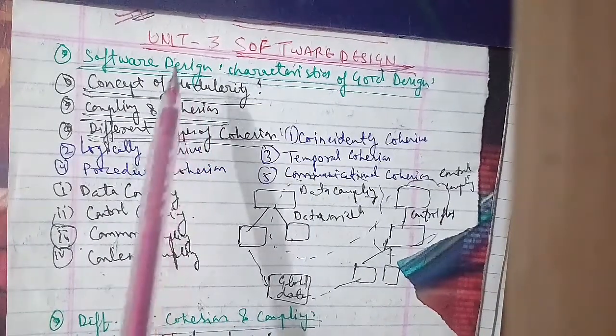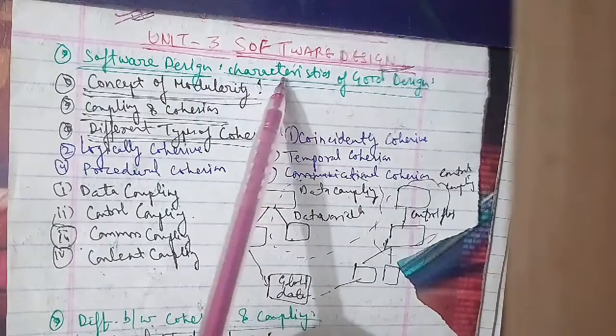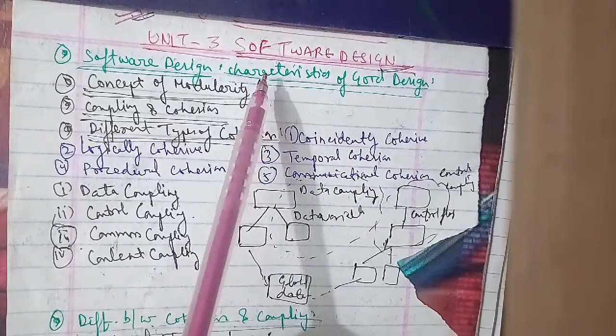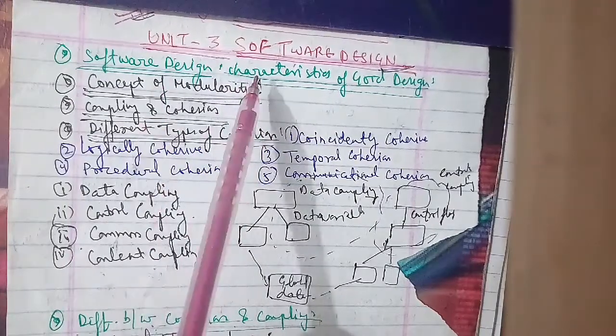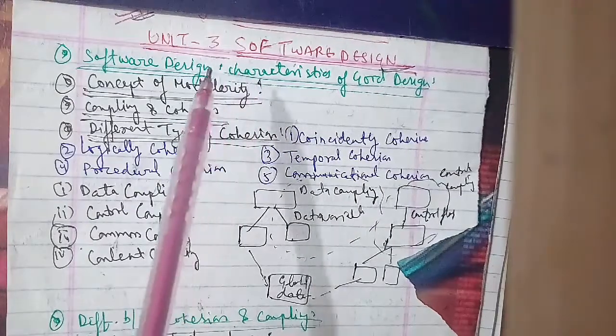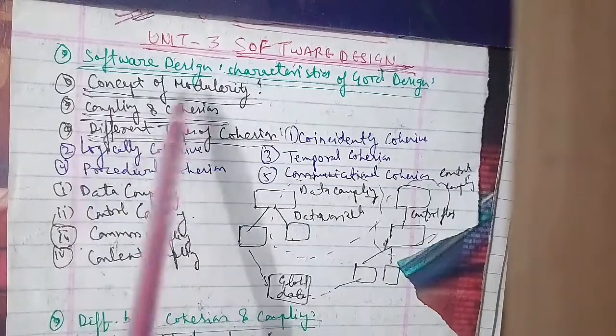In unit 3, we will start discussing software design, where we have to start with the basic concepts of software design here. The first question that they had asked you in terms of it is: what is software design? Explain the characteristics of good design here.